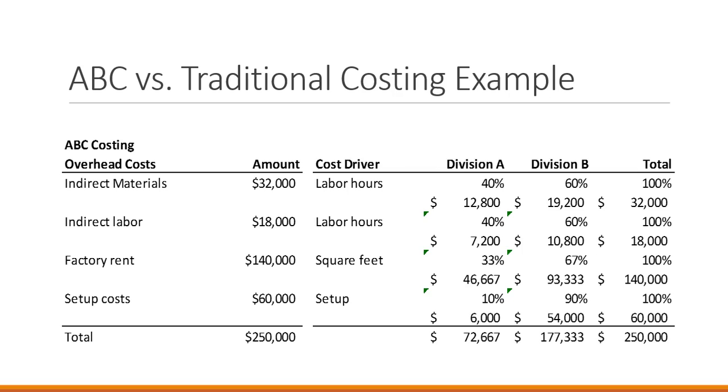What this tells us from the percentages is that Division B is actually incurring more of the costs, or we would say driving more of the costs, and we know that now because we're using more precise cost allocations. They're using more of the factory space, and they're using more of the setup costs. Thus, the total overhead we're allocating to Division B is now more than it was in the traditional costing example. So our total costs allocated to Division A, when we add up these 4 calculations, $72,667, and the total cost allocated to Division B, $177,333.